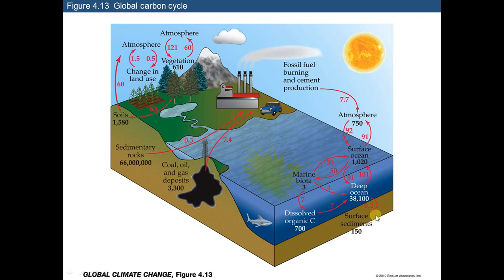storage pool in size of carbon is deep ocean with 38,100 gigatons of carbon. If you do the math, you'd see that there's 732 times as much carbon in sedimentary rocks as the deep ocean. So the overwhelming majority of carbon on Earth is inside of sedimentary rocks underground in the Earth's crust.